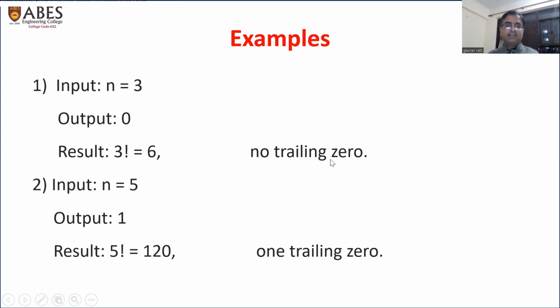In a similar manner, if we put the value of n as 5, then factorial 5 is 120, because 5 into 4 into 3 into 2 into 1 is 120. So you can see the answer, there's only one trailing zero. The output is 1. That means one trailing 0 in this example. In a similar manner, I will take more examples.